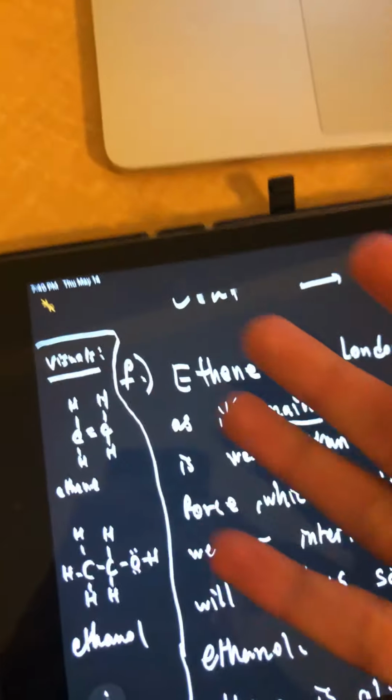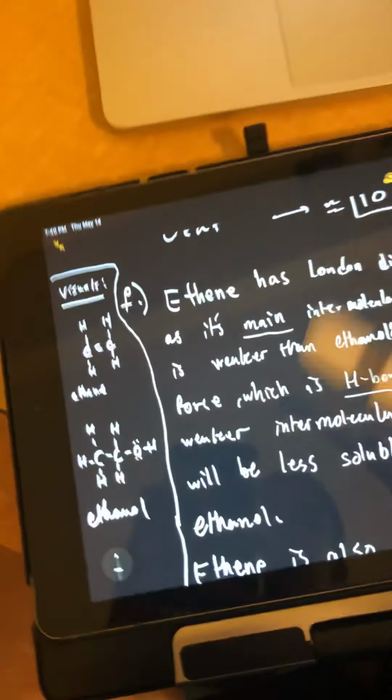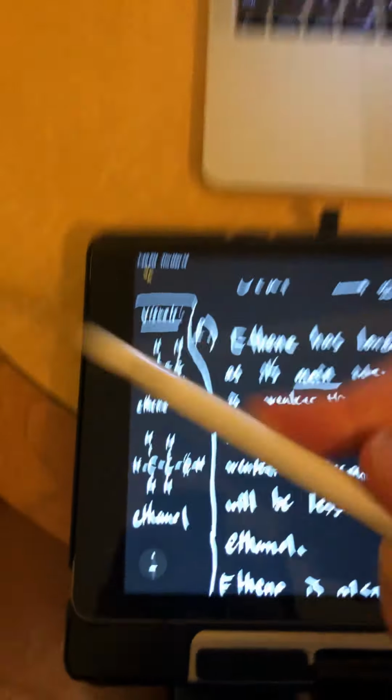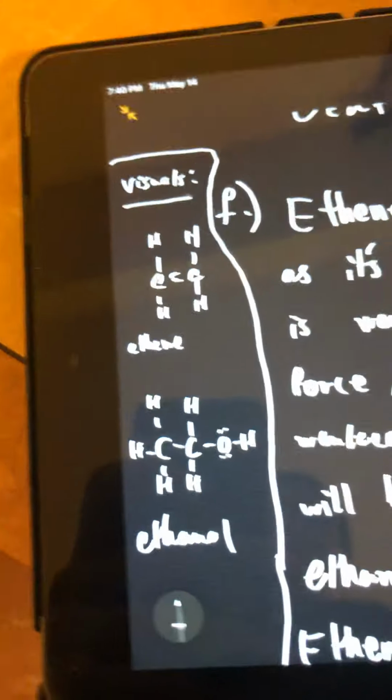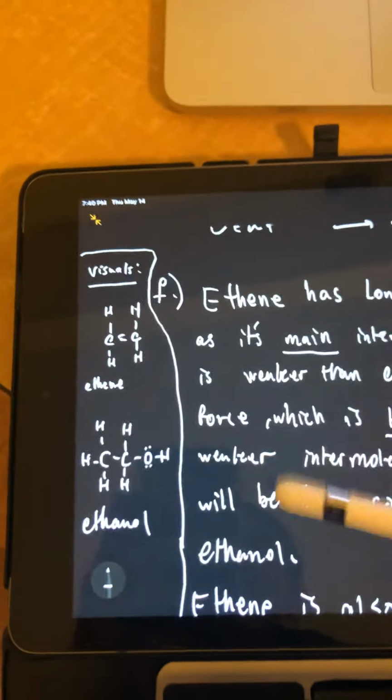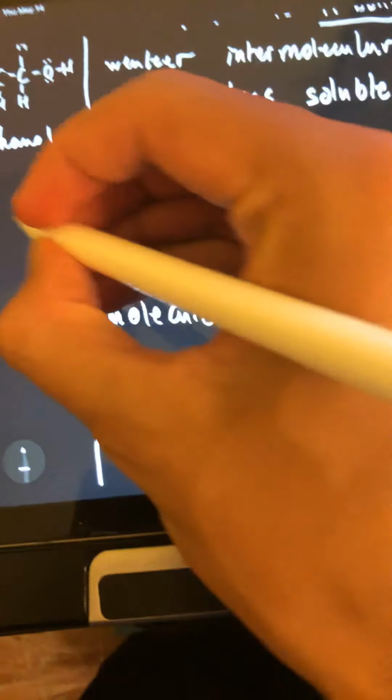Now, why does polarity matter? Well, polarity matters because like dissolves like. So if this is a polar molecule and we're dissolving it in water, water is also a polar molecule. I'll show you that right here. Water.